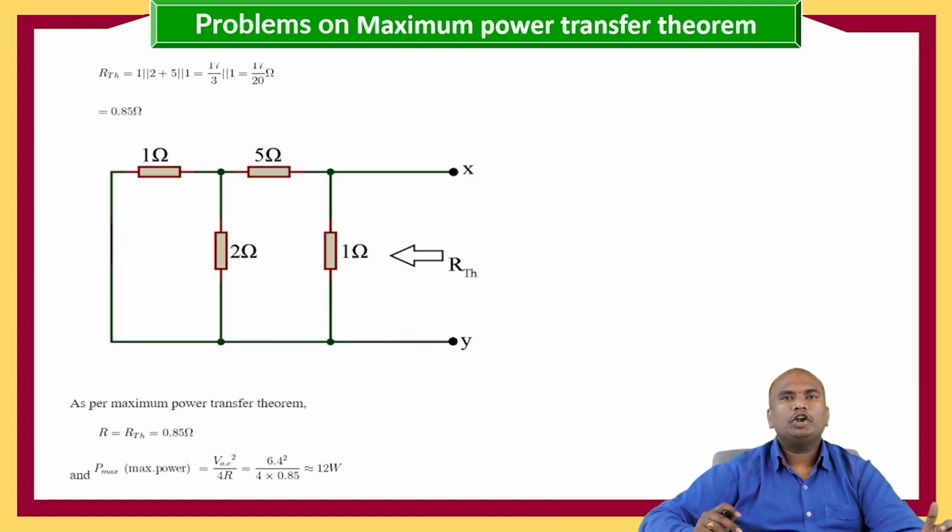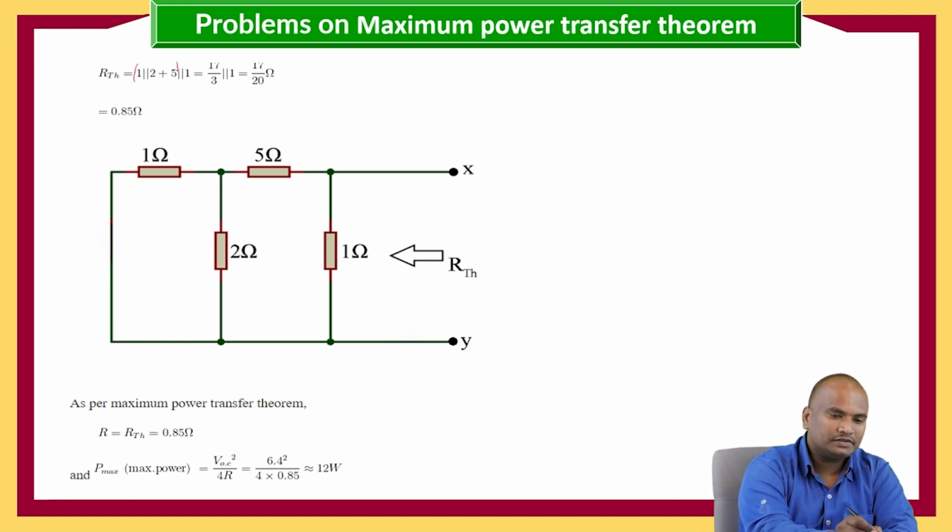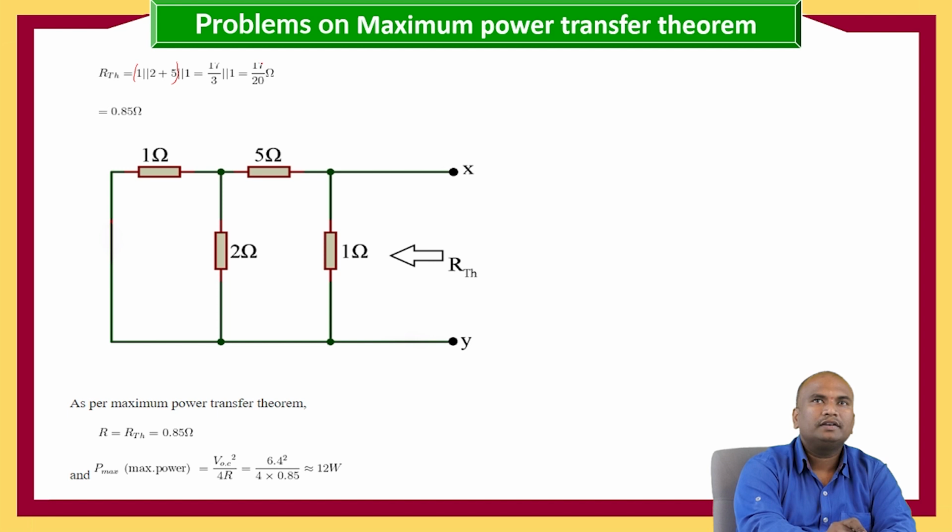For that, we are going to make the voltage sources short circuit and current sources open circuit. After the two voltage sources are short circuited, our circuit will be like this. Here 1 ohm is in parallel with 2, and that combination is in series with 5 ohms, and the total combination is in parallel with 1 ohm. So we are going to get 17 by 3 in parallel with 1. So we will get 17 by 20 ohms, which is equal to 0.85 ohms. This is the RTH we got.